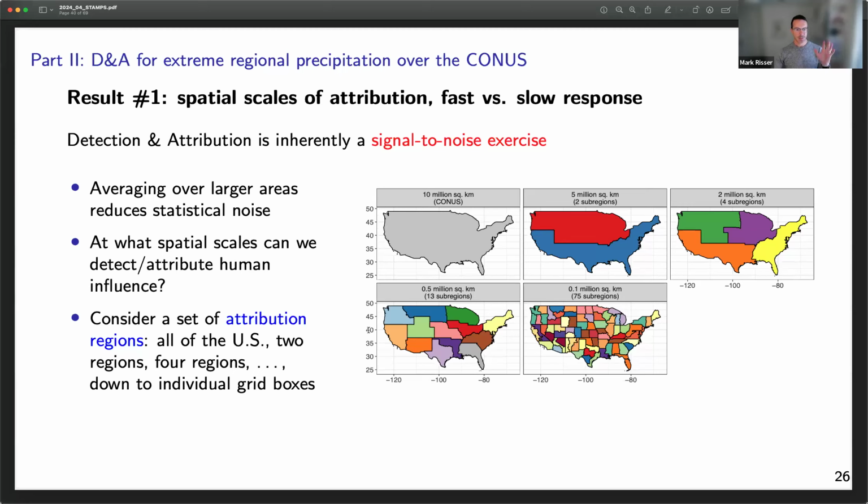And for this, we considered a set of what I'll call attribution regions, where we start with the entire US, and then we start subdividing it down. So we split it into 2, and then 4, and 13, and 75, and so on, all the way down to individual little 25-kilometer square grid boxes. And we want to see, what are these spatial scales? Where can we detect a human influence? Where can we not? And what might be leading to that.